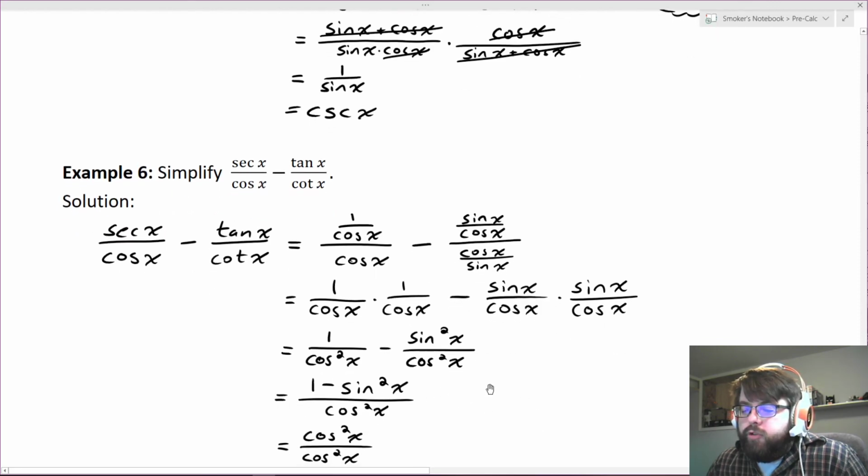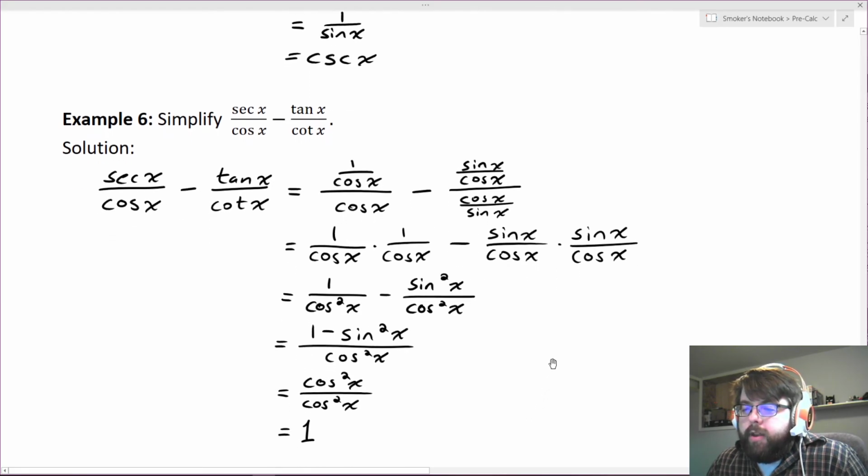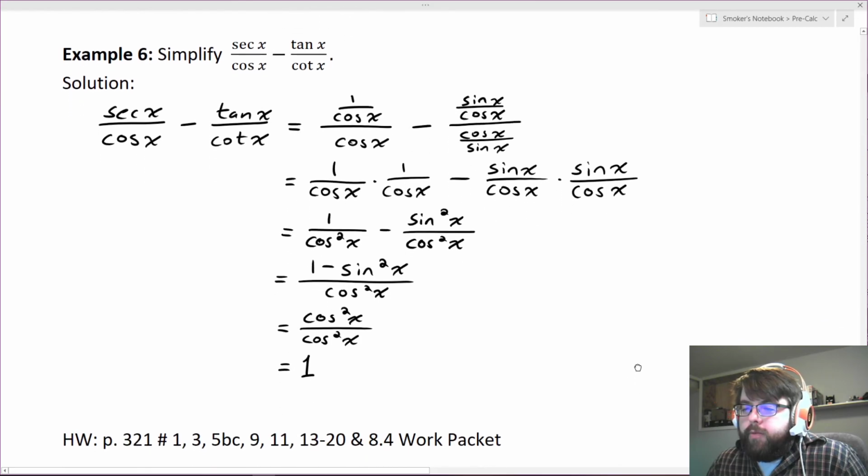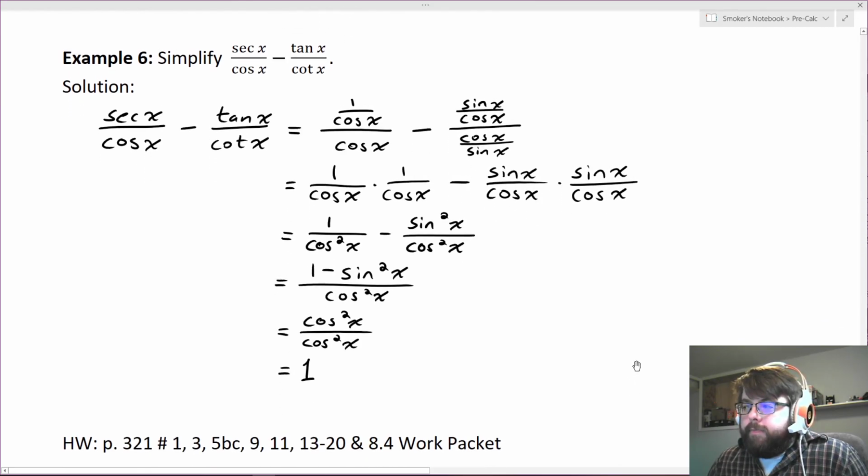Pythagorean trig identity. Sine squared plus cosine squared is equal to 1. Well, you can subtract sine squared from both sides. And you get cosine squared. Cosine squared over cosine squared is 1. And now we are done with this practice.